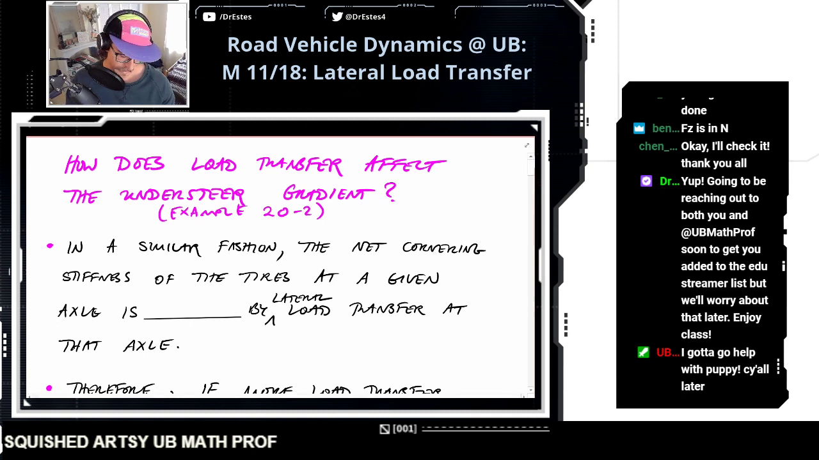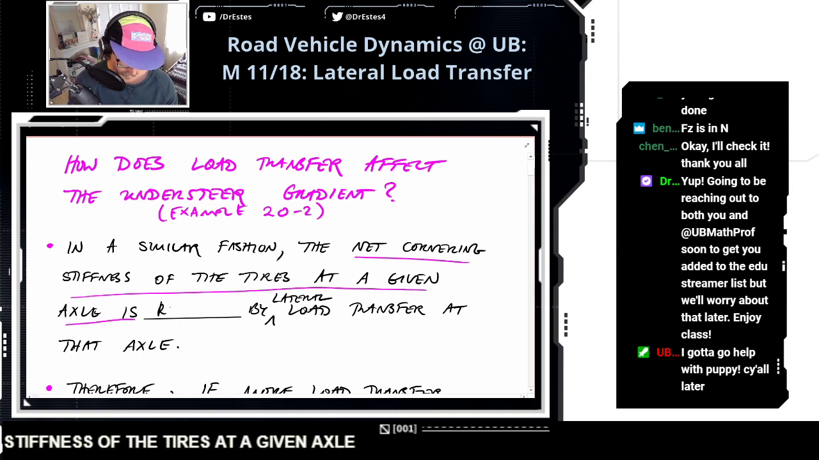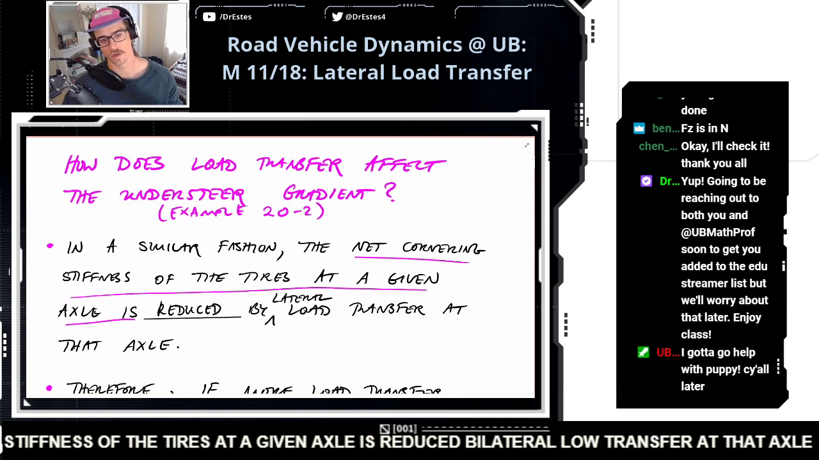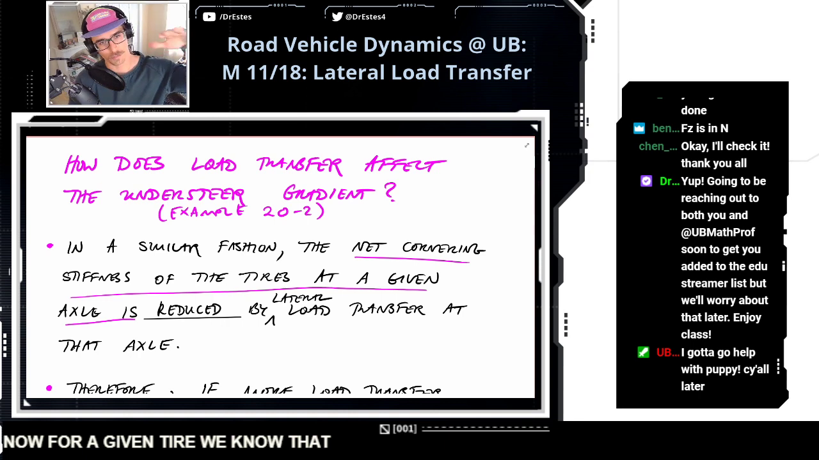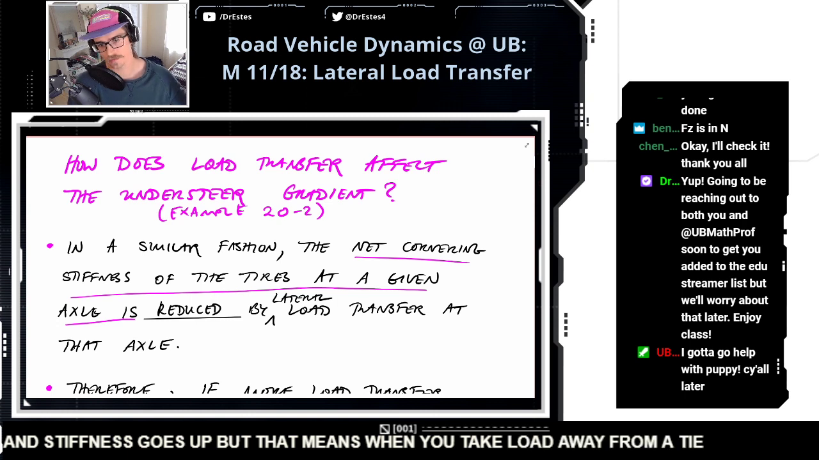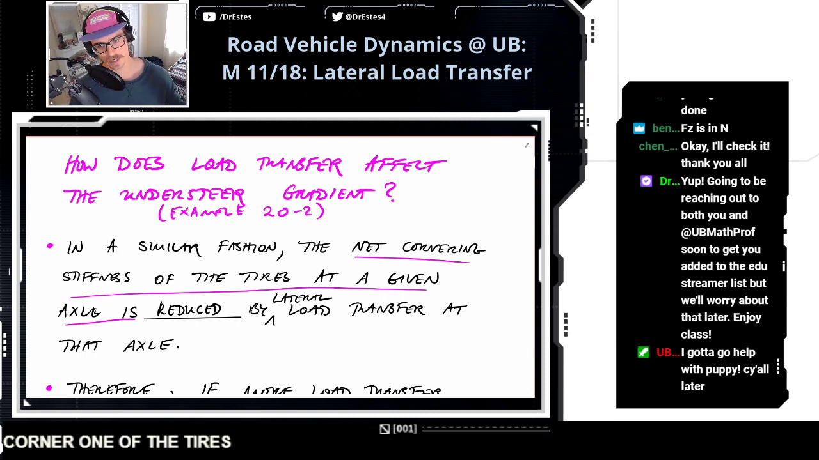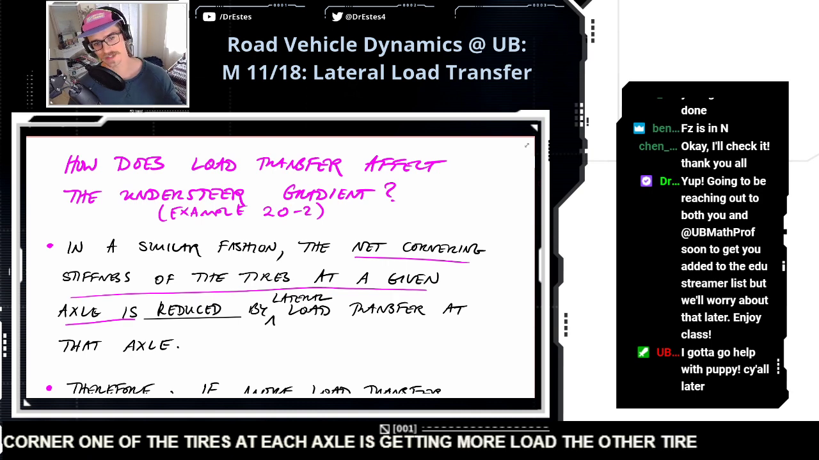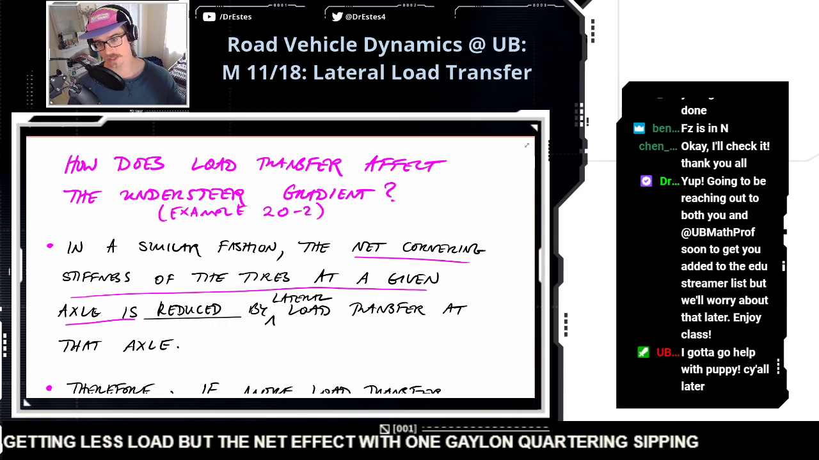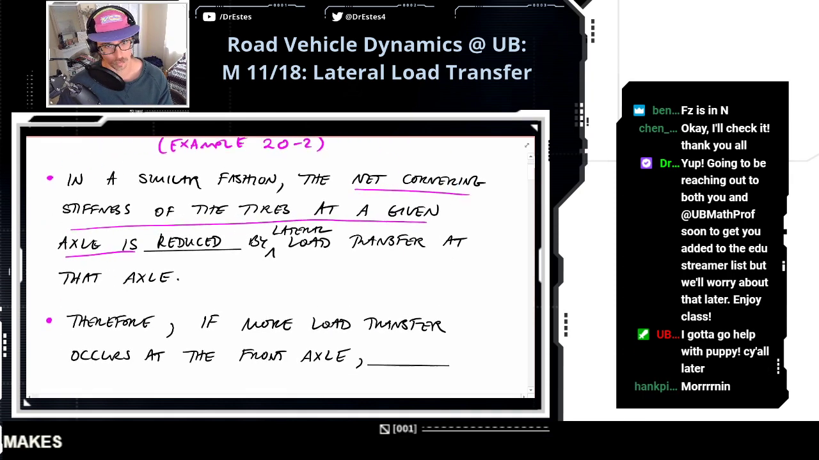And so here's what happens. The net cornering stiffness of the tires at a given axle is reduced by lateral load transfer at that axle. Now, for a given tire, we know that the more load you put on a tire, the cornering stiffness goes up. But that means when you take load away from a tire, its cornering stiffness goes down. Okay, it's like two sides of the same coin. So when you corner, one of the tires at each axle is getting more load, the other tire is getting less load, but the net effect with one gaining cornering stiffness and the other losing is actually the axle as a whole loses a bit of cornering stiffness, and it makes your car a little bit weaker in cornering.